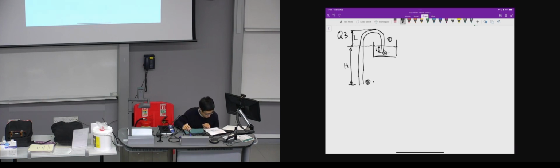So it asks first to calculate the Vx, and then it asks to calculate the pressure at the highest point of the siphon. So that means we have P at y max. Right, so we define this point as y.